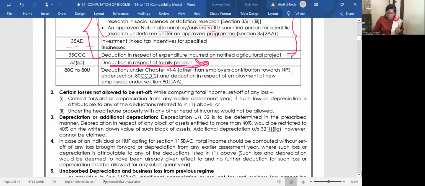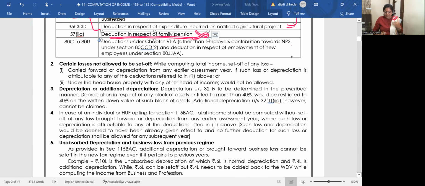Done. Now, when we solve the problems, some technical troubles will come. So how to deal? Ma'am, under 115BAC we have computed the income, but some earlier losses are there. Can we set off as per 115BAC? Suppose my business income is coming to 5 lakh. Last year, I had a loss of 3 lakh, which I could not set off and I have carried forward.